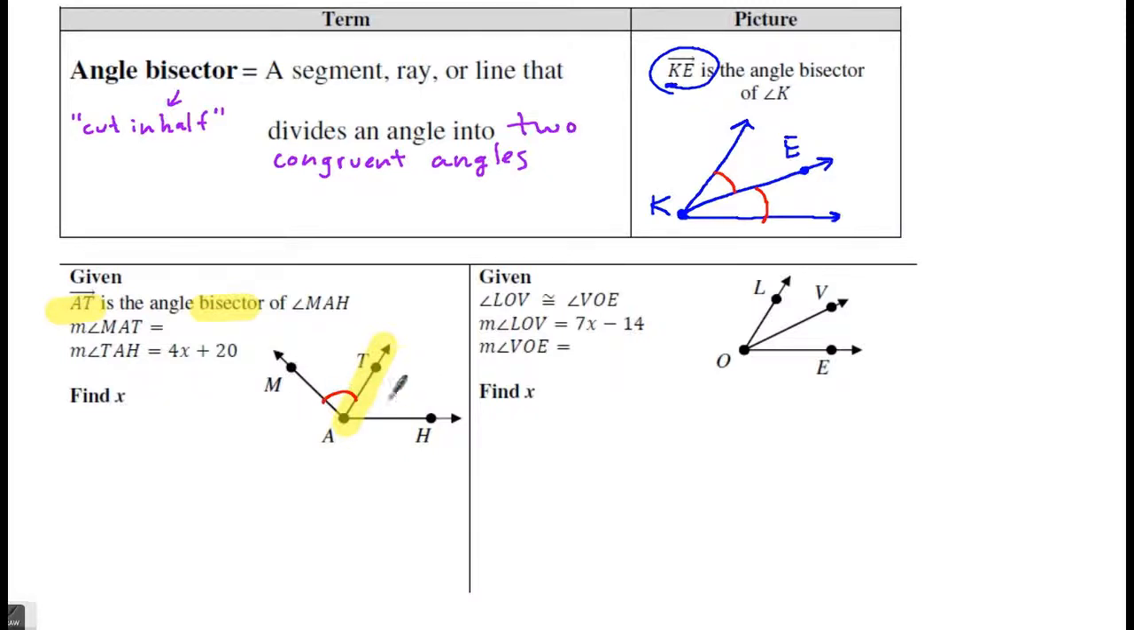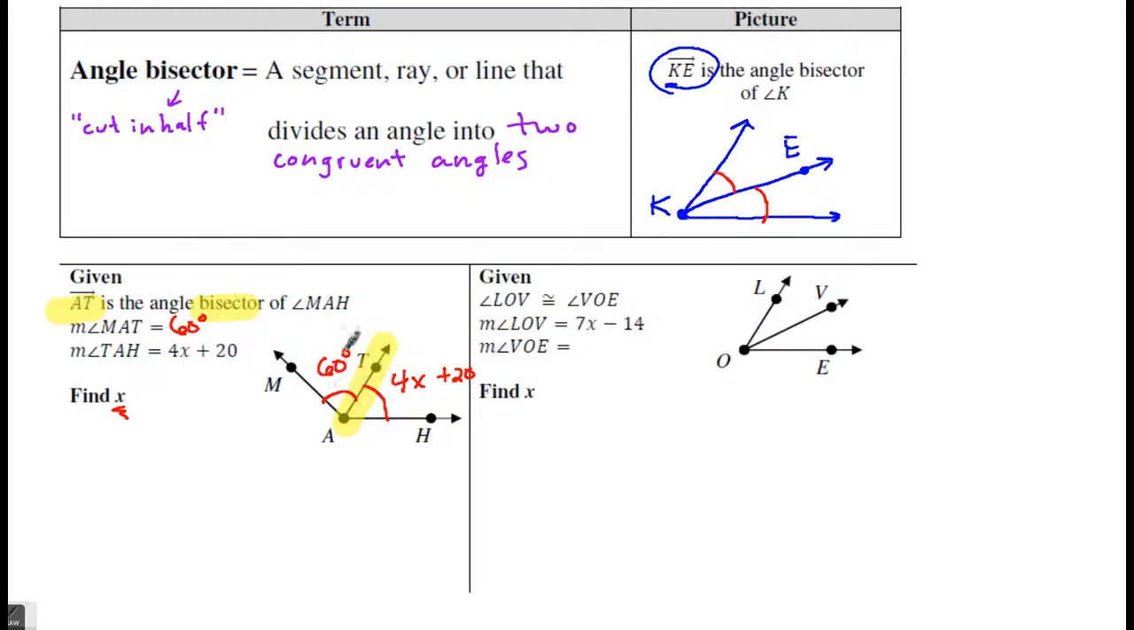We're going to go ahead and find x. That's what they're asking for. So given that this is the angle bisector, and the measurement of angle MAT is equal to 60, this angle equals 60 degrees. And the measurement of TAH, we already know it's 60 because it's cut in half, but it's also equal to 4x plus 20. The question is asking what is x? So it's not asking for the measurement, it's not asking for a value. We know this angle is 60, and we know this bottom one right here is 60, but we want to know what is x. So let's go ahead and solve this.